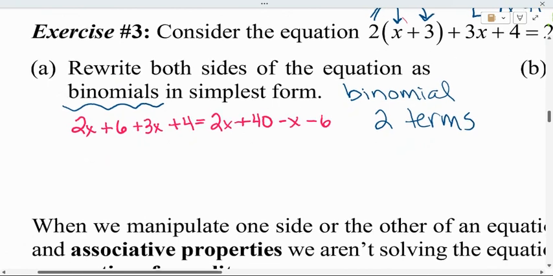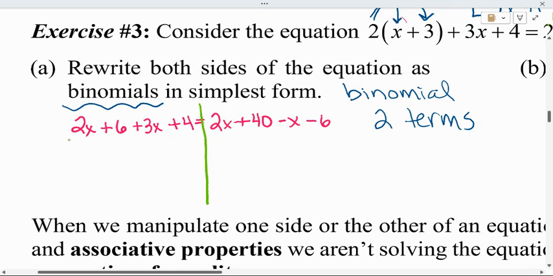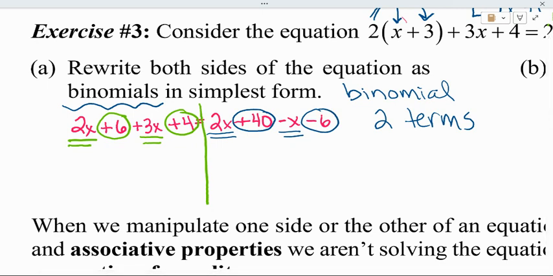Okay. So the next thing that we need to look at is combining like terms. So on the left side, I have x's and constants that can be combined. And on the right side, I also have x's and constants that can be combined. So if I were to combine my x's, Tim, we're on page 17. What is 2x plus 3x? Anybody? 2 plus 3 is? So 5x.